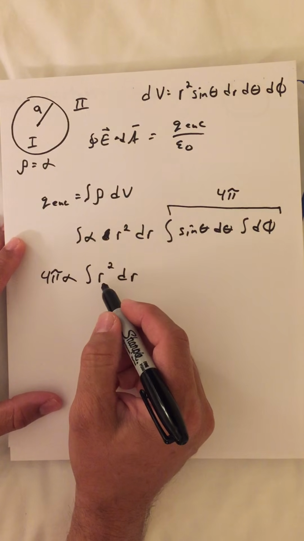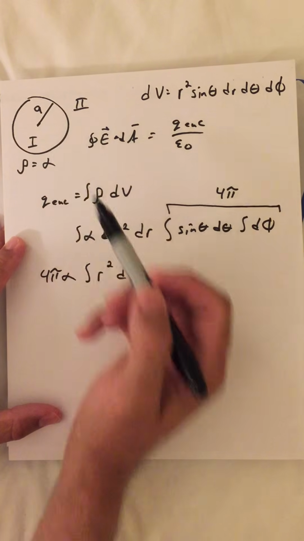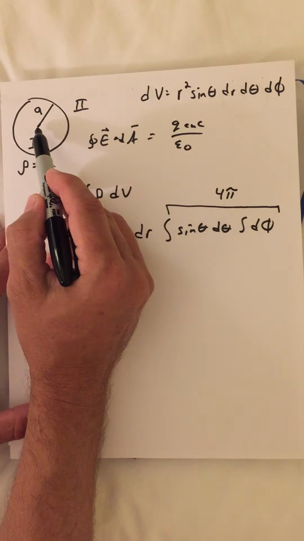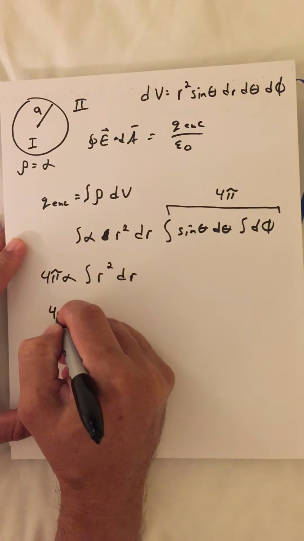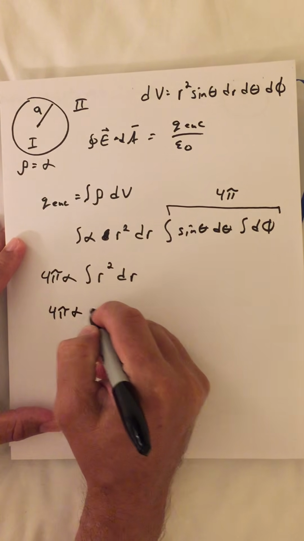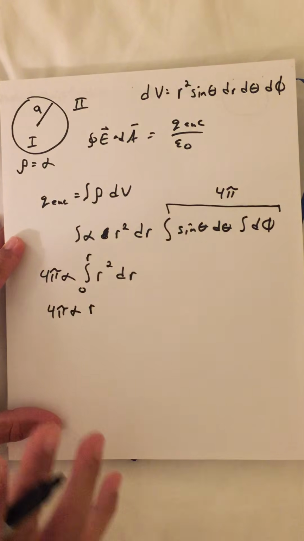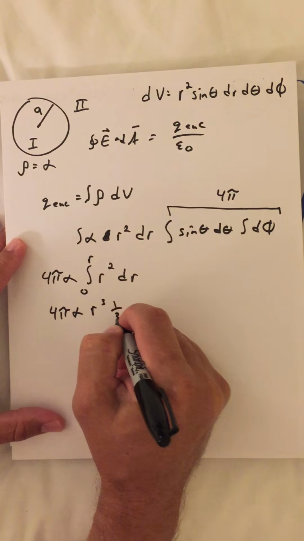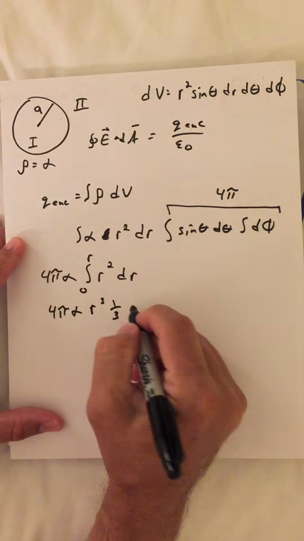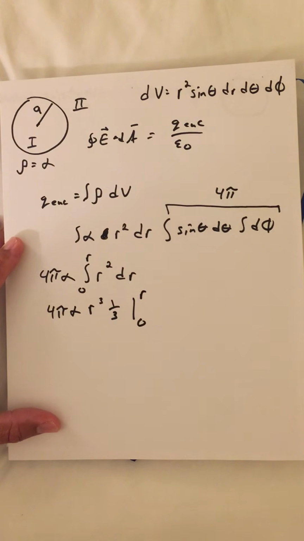So let me go ahead and evaluate this, and then we're gonna actually come up with an answer for how much charge I've enclosed if I'm moving inside the sphere or if I'm outside the sphere. All right, I can evaluate this for pi alpha. I get r, sorry, this should be 0 to whatever r I'm evaluating. This is gonna be r cubed over 3. This is gonna be evaluated at my limits from 0 to r.